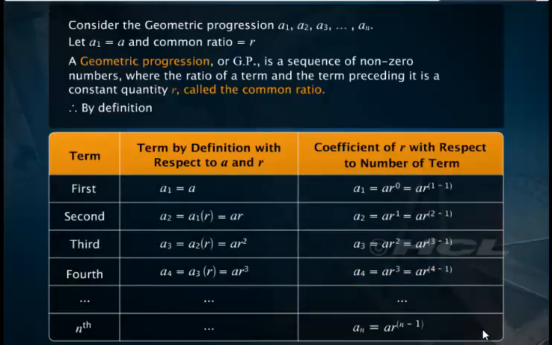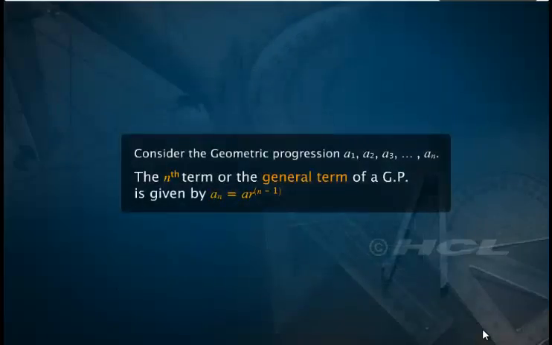Thus, the nth term of a geometric progression is equal to A R to the power of n minus 1. In fact, the nth term is known as the general term of a geometric progression.